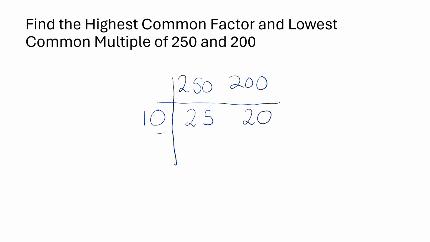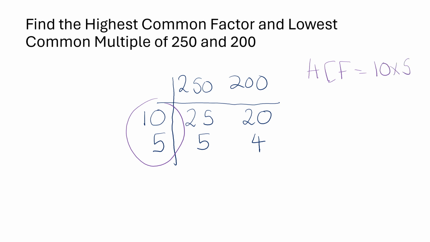5 goes into both of those, so let's take out a 5. So we've got a 5 and a 4. And these two numbers are co-prime, they have no factors in common, so I can stop. Okay, so here's my HCF. So HCF is 10 times 5, which is 50.